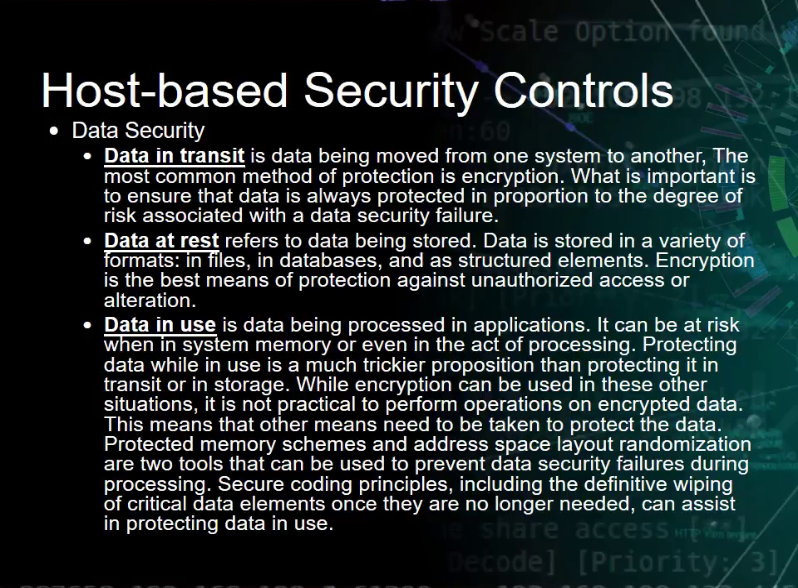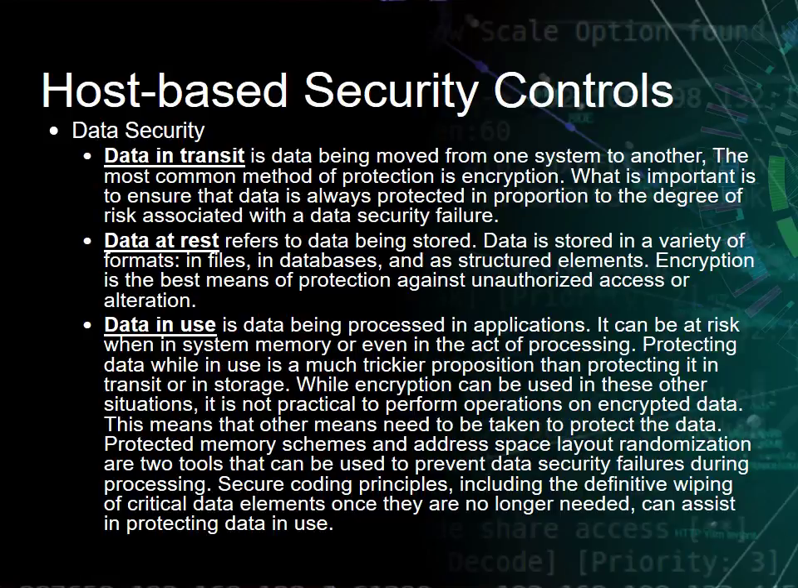What is important is to ensure that the data is always protected in proportion to the degree of risk associated with a data security failure. Data at rest refers to data being stored. Data is stored in a variety of formats, in files, databases, and structured elements. Encryption is the best means of protecting data at rest against unauthorized access or alterations.